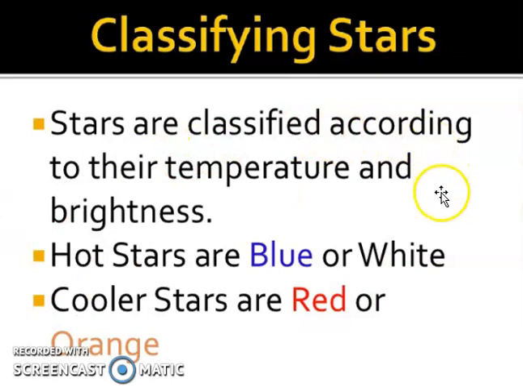Another classification of stars is the color. You can classify stars according to color, temperature, and brightness. Hot stars are blue or white. So when you see a blue or white star in the dark night sky, it means the temperature is really hot. When you see a red or orange star in the dark sky at night, that means it is a cooler star.